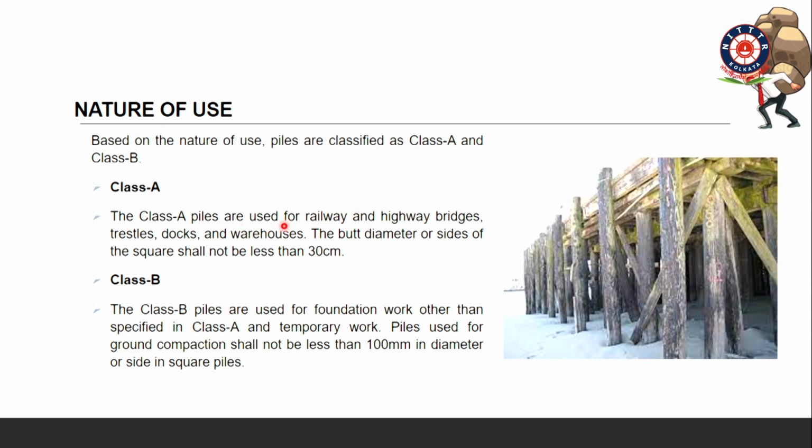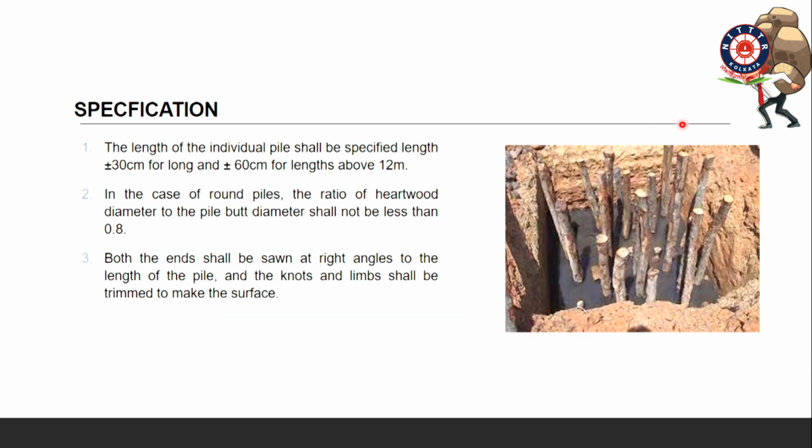One is class A, which will be used for railway and highway bridges. The diameter, or the side if it is square shaped, should be less than 30 centimeter. And class B will be used for foundation work other than class A.